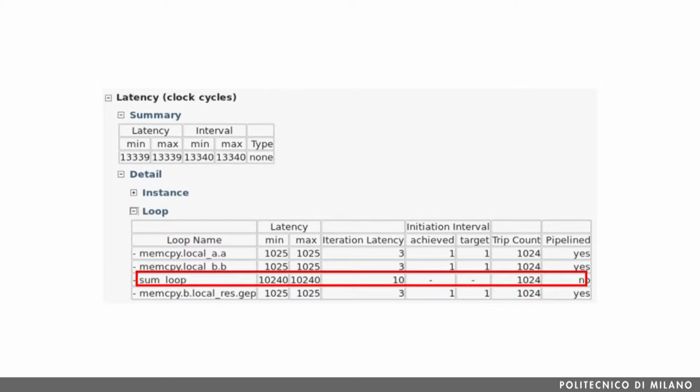Looking again at our synthesis reports, we can see that each iteration of our sum loop takes 10 cycles. Since the loop needs 1024 iterations, the overall latency for computing the loop is 10,240 cycles. Note that the number of loop iterations is referred to as trip count within the Vivado HLS performance reports.